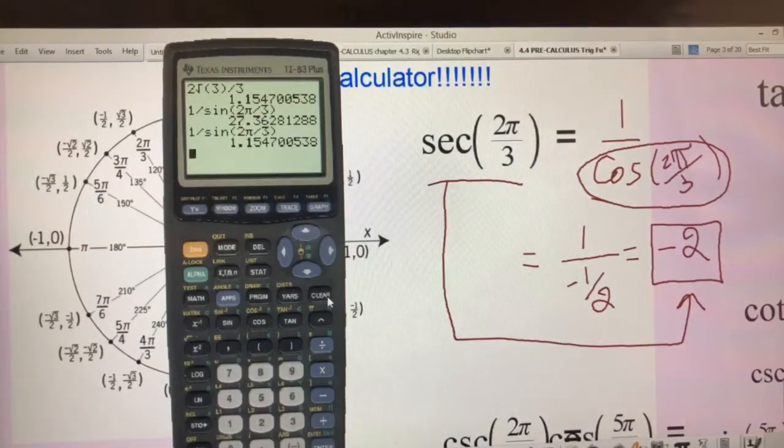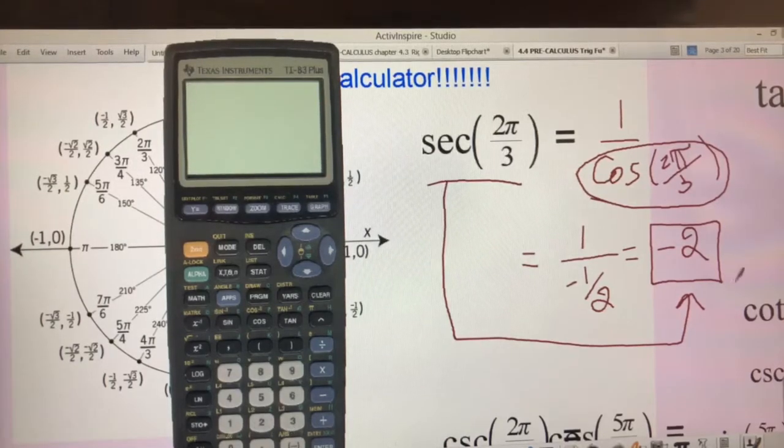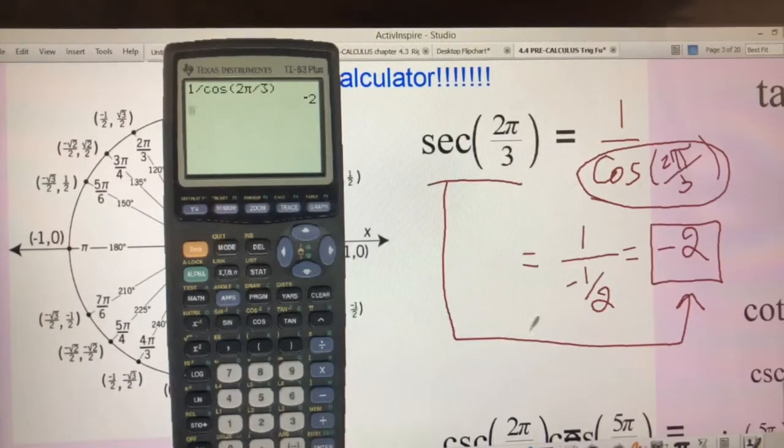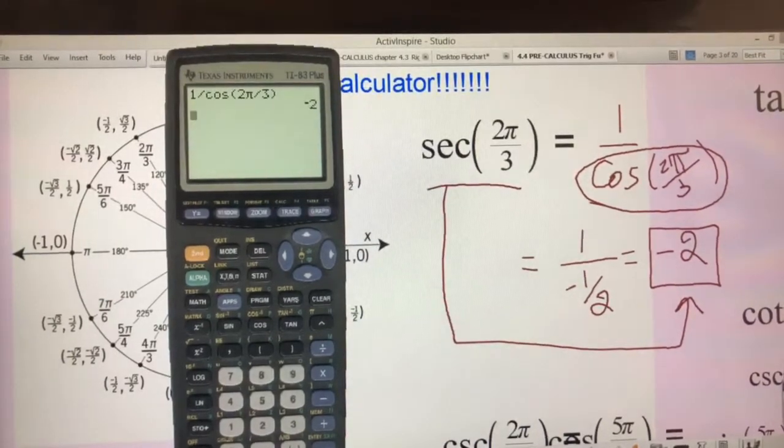Okay, secant is 1 divided by cosine. So I know it should be -2, so I don't have to type in a -2. I know what to expect. So I'm going to go 1 divided by cosine and 2 pi divided by 3. There. Okay? Now your work has to be shown. You have to know how to do this, because your calculator will take care of that, but what's the point? The point is to learn how to do it by hand.